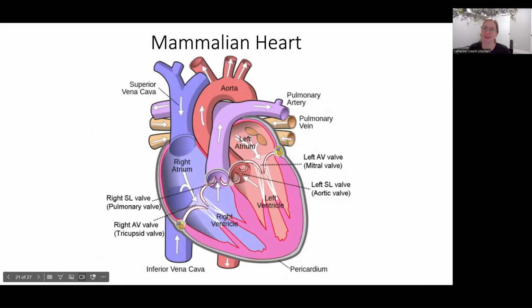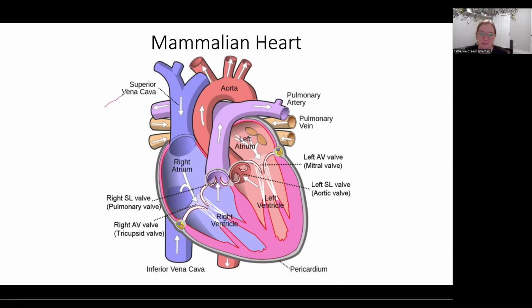Here is our mammalian heart. It is so cool. So we are going to have 2 sets of veins bringing blood into the body. So when you see the vena cava and the other vena cava, those are both veins. And we know that they're bringing blood in because they're going toward the heart. So that is where oxygen poor blood is going to be entering our heart.